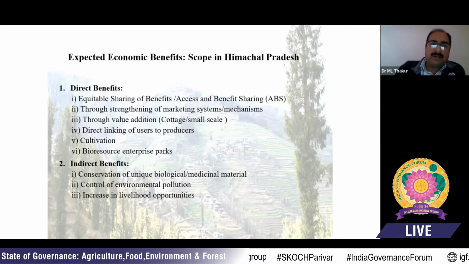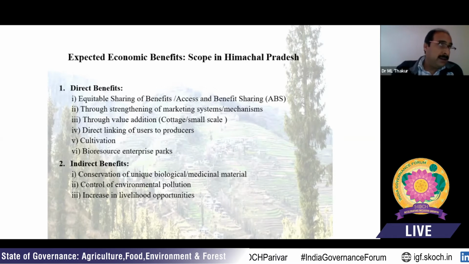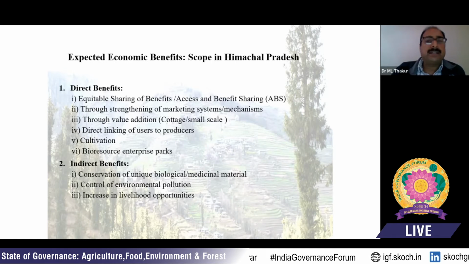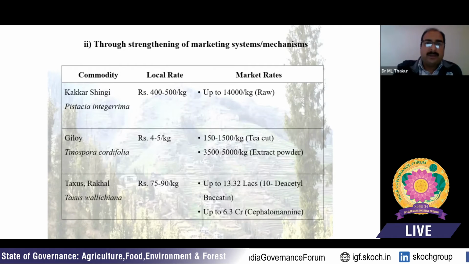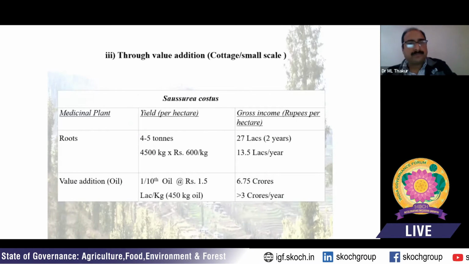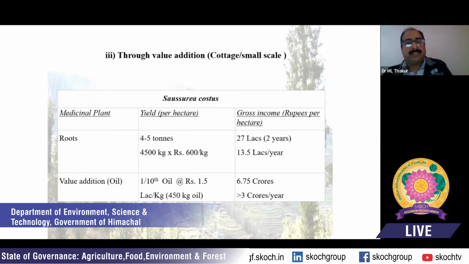We are doing some work on linking the users directly to the producers, and we are encouraging the cultivation and doing some training on cultivation of medicinal plants that is being imparted to the farmers, progressive farmers. There are certain examples. We are doing work on this aspect also. We are strengthening the marketing mechanism also. Then through value addition, we are targeting the small scale or cottage based industry.